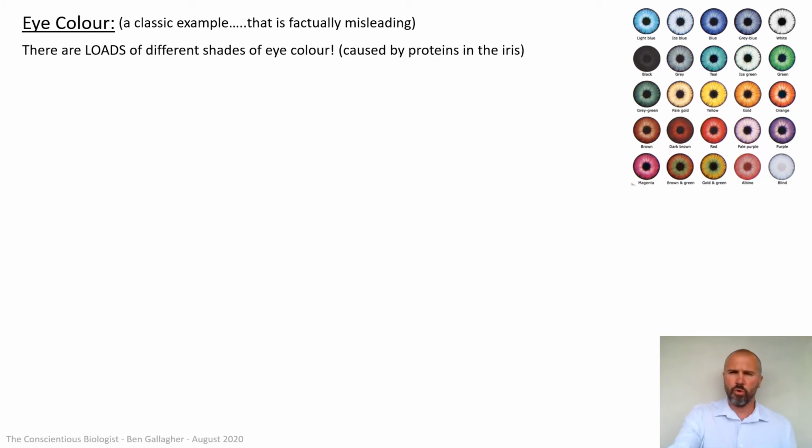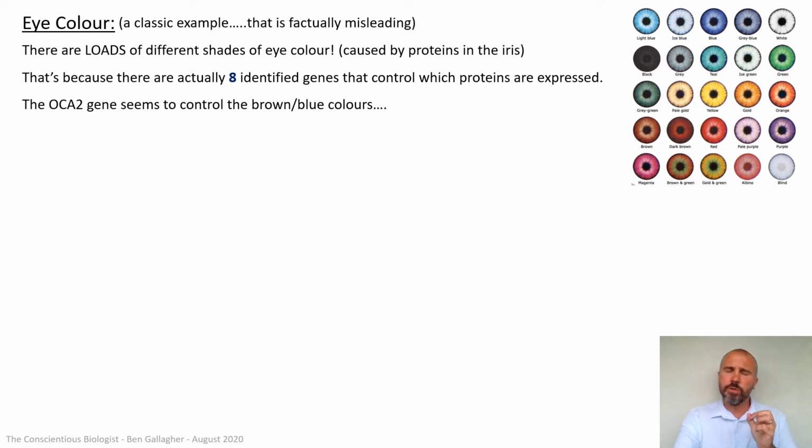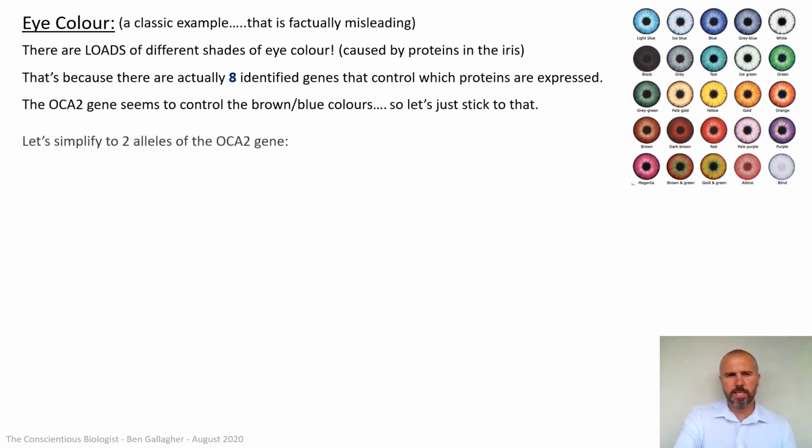So there's clearly something more complex going on here than anything really simple, and that's because there are actually 8 identified genes that control the proteins that get put into the irises in your eyes. The irises are the coloured bit, it's the proteins in there that reflect light to give you the colour that you see. Now, to make things simple though, we're going to focus on one of those 8 genes, the OCA2 gene, because that one controls the brown and blue colours. So this is closest to the simplified and classic examples. We're just going to stick to that.